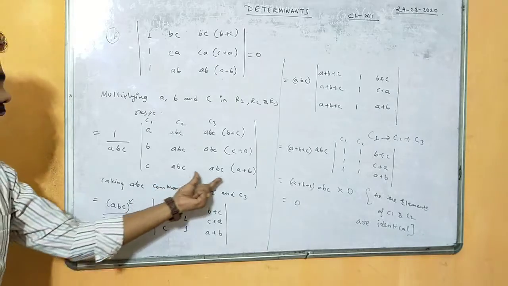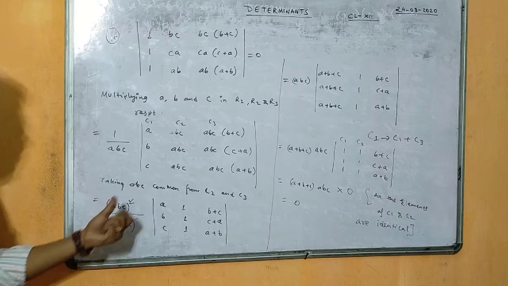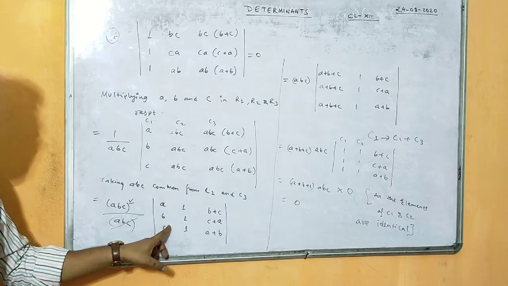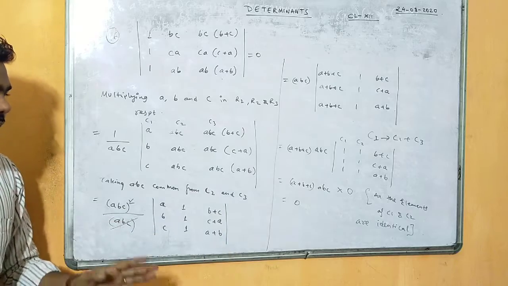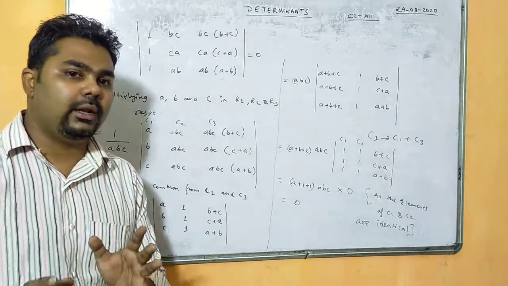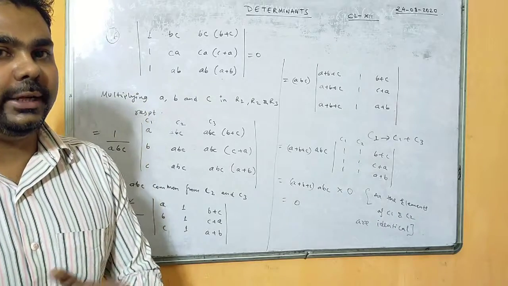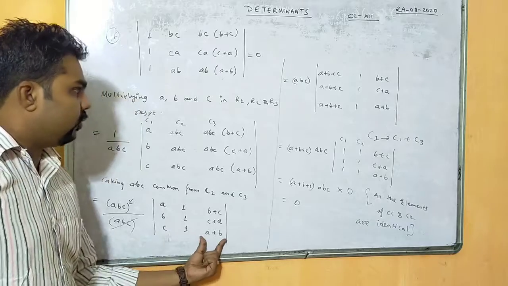So ABC whole square, already ABC was there, so 1 got cancelled here. Now after taking common, what we got here is ABC, 1, 1, 1 and only these bracket terms, right? Now we will see how, since we already have 1, 1, 1 here, we can add both the columns and take out common so that we can again get 1, 1, 1. So again column 1 plus column 3 we have added here.